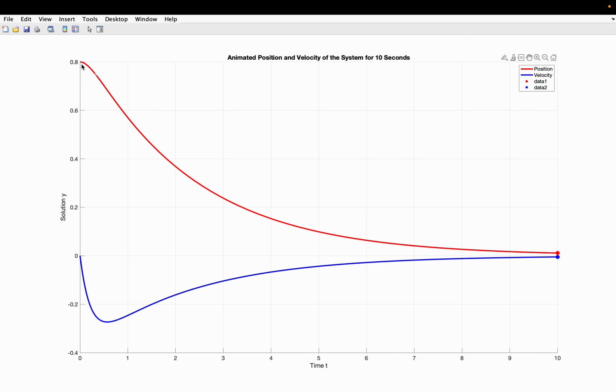So the initial value is set as 0.8, and eventually, because no force is applied to it, it goes to 0. And you can see the velocity is negative because the position is going down, and it also goes to 0 over time. So you can use this script to see how changing the parameters of your model affects the system.